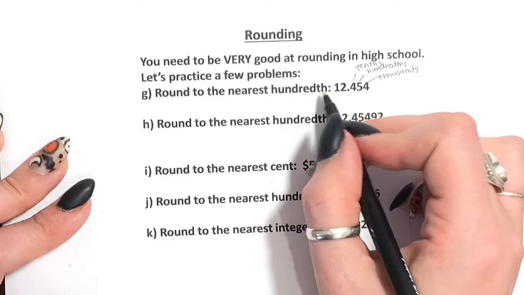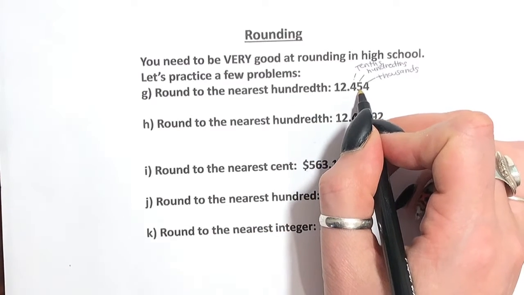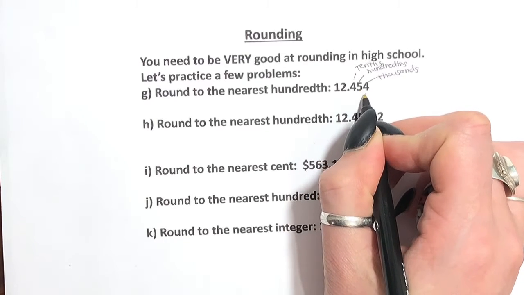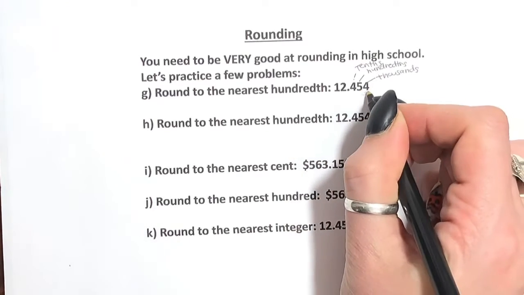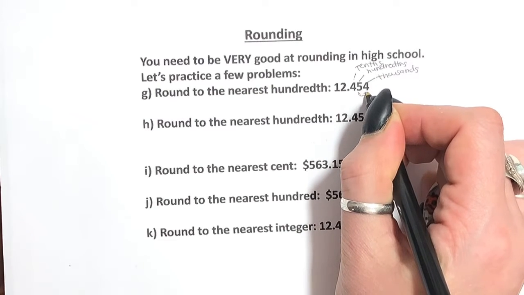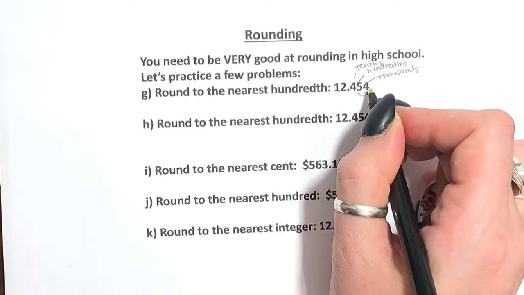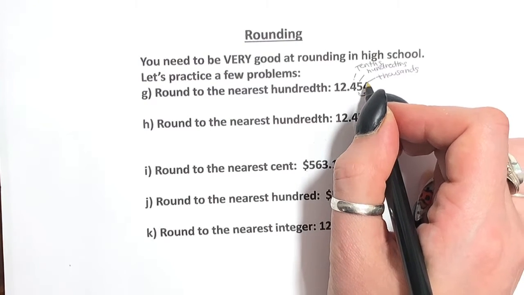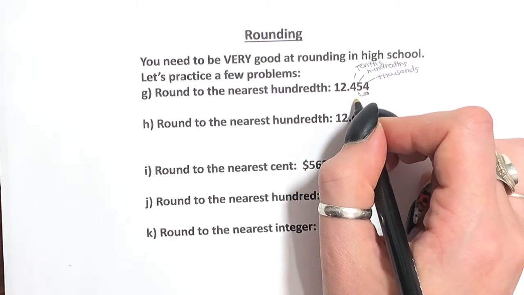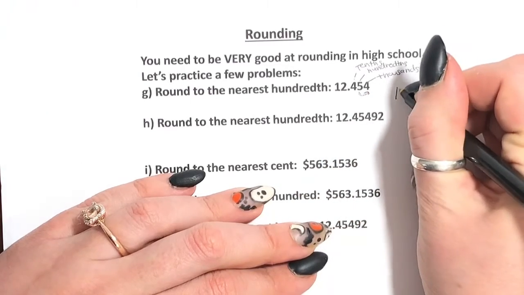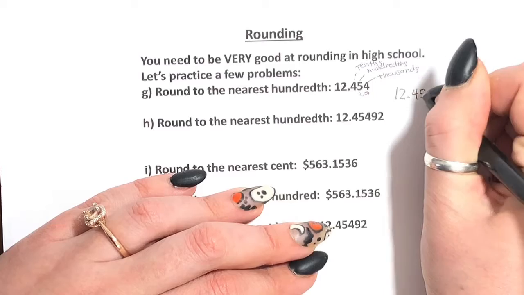So if I want to round to the nearest hundredth, I look at that second spot, and then I need to figure out, do I round up or down? To do that, you look at the number right after it. So this number right here, this 4, is what determines if we round down or if we round up. Any number, if it's 4 or smaller, you're going to round down. So that means we would just keep it as 12.45.